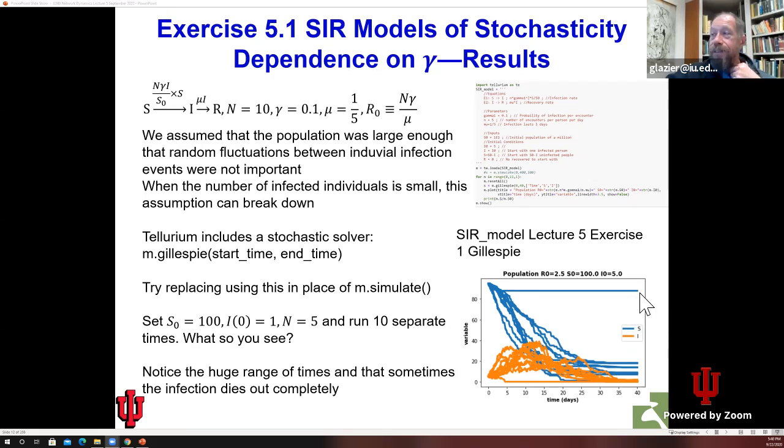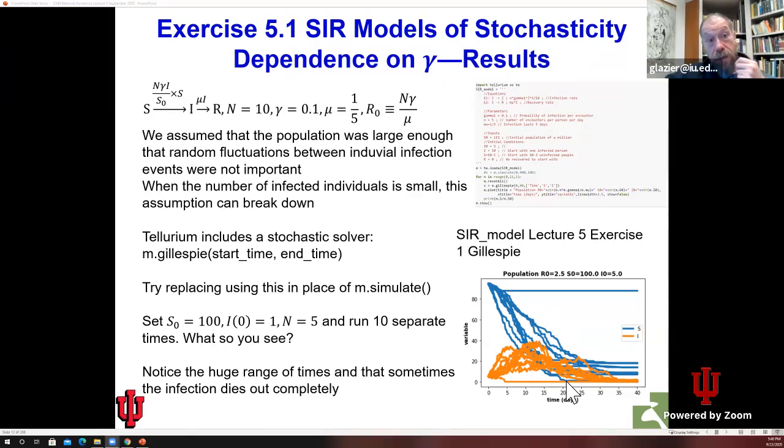Here I see one case where the number of susceptible individuals went down a little bit and then stabilized. And that's because the number of infected individuals stayed low, went to 0 and stopped. In other cases, most of the people got infected, but in some of the runs, 80% of the population got infected. In some of the runs, 95% of the population got infected. And in this blue one here that's hiding in the back, 100% of the population got infected.